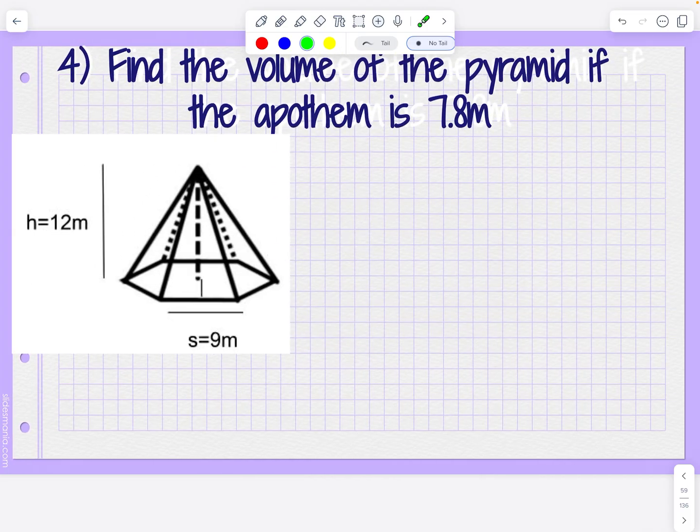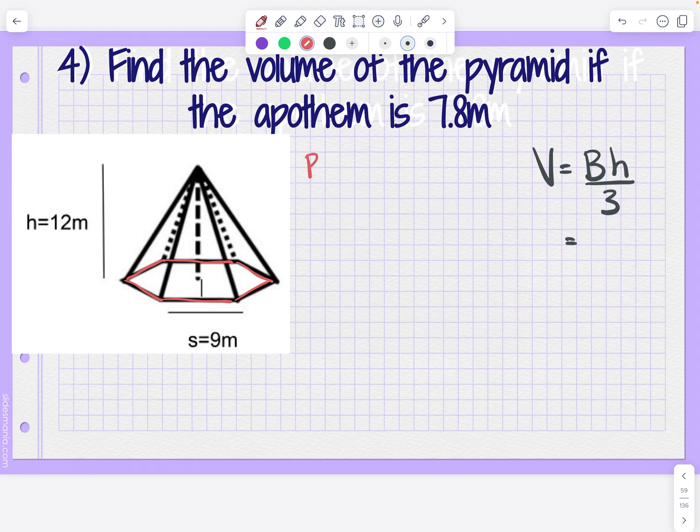Let's do one more. Well, we're going to do 2 more, but let's do another one here. Find the volume of the pyramid if the apothem is 7.8 meters. Okay. I look at this shape, it comes to a point, so my volume formula is going to be the area of the base times height, divide by 3. First thing I need to figure out is the area of that base.